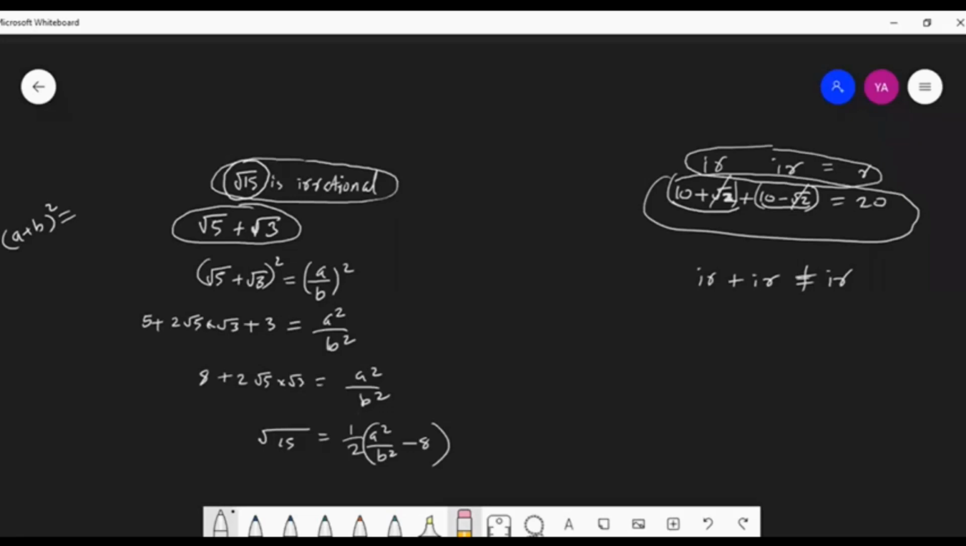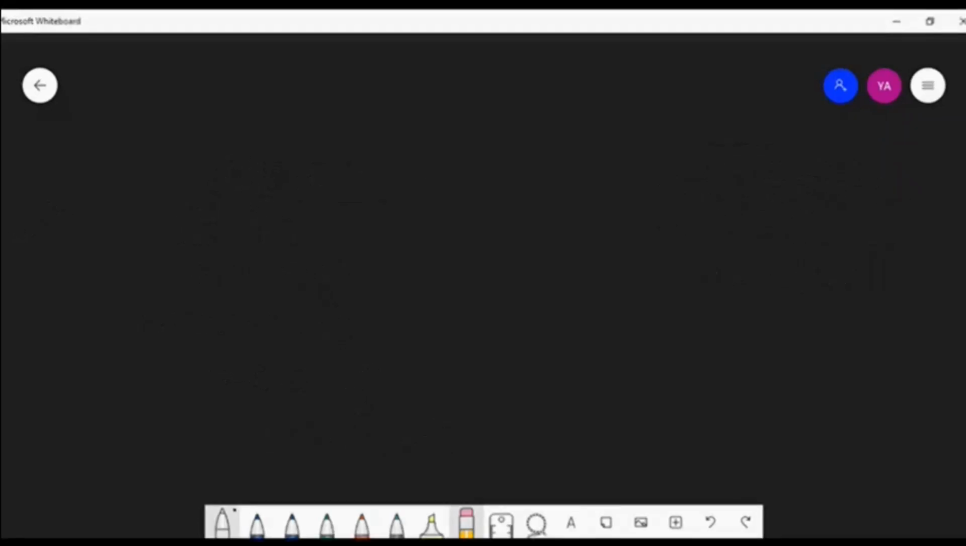But given that root 15 is irrational, so this is a contradiction. So this contradiction arises because of our wrong assumption that root 5 plus root 3 is rational. So we conclude that root 5 plus root 3 is irrational. That's a proof.